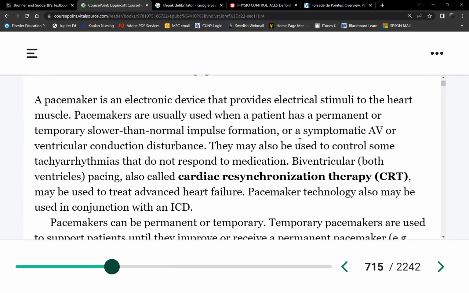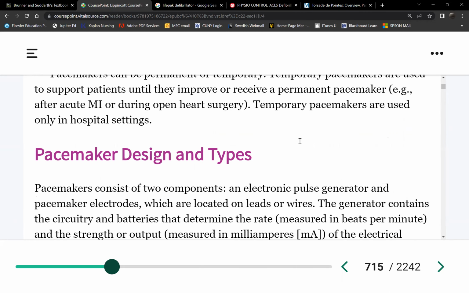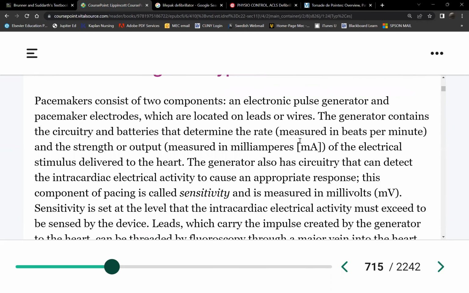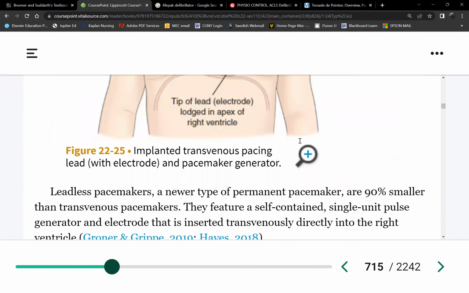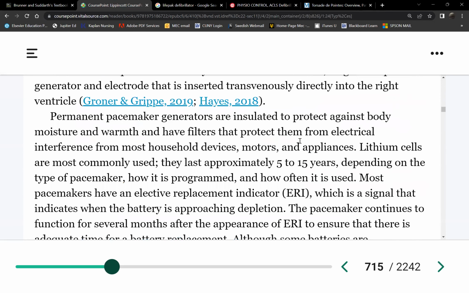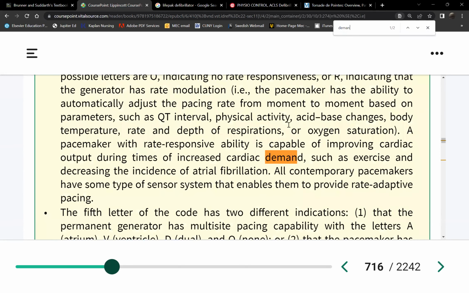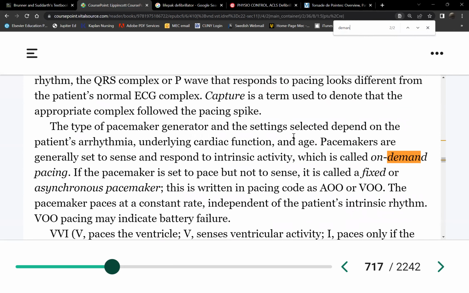Okay, pacemaker. Because we're in charge of teaching the patient, what do we teach the patient? All right, so let's talk about the settings first. There are two settings here. Pacemakers can be set to on demand, meaning it will only fire if the patient's intrinsic rate falls below 70. It's usually 70.